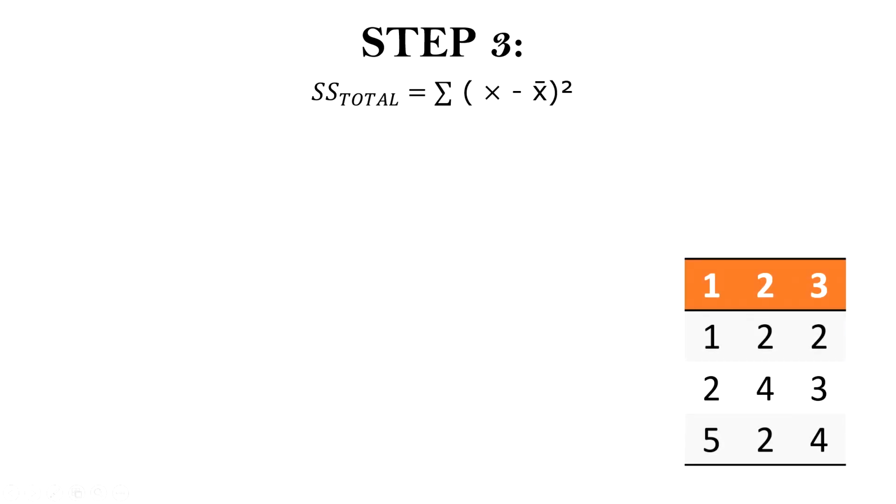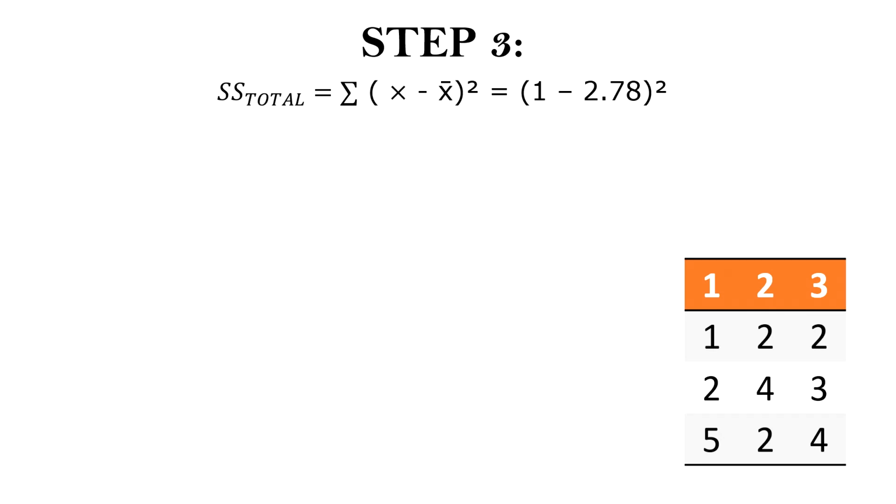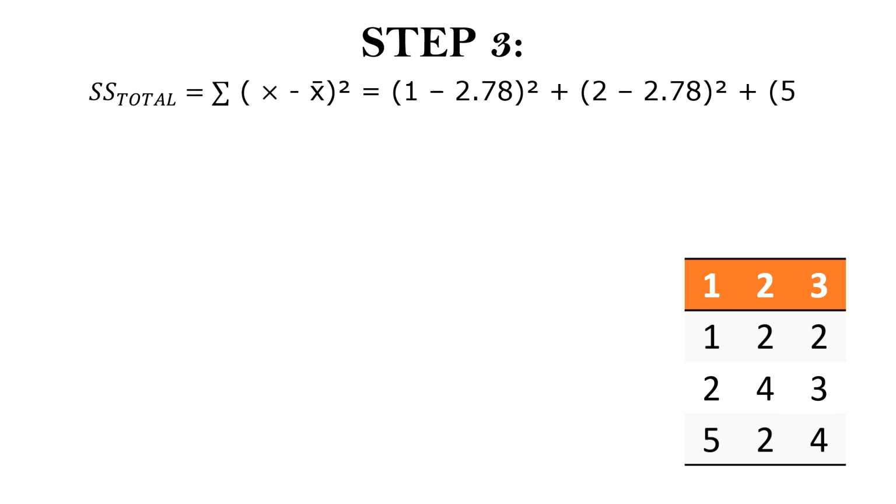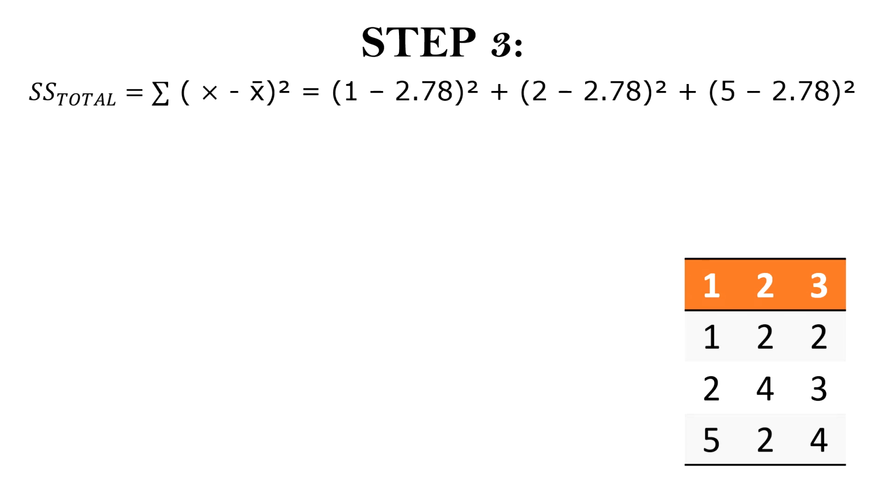Next, we have the summation of squares. So, summation of squares total. In order para makuha yun, mayroon tayong formula: summation of each score minus the grand mean, squared. So gagawin natin is lahat ng score, di ba? Of each score. 1 is 1 minus the grand mean, which is 2.78, plus 2 minus 2.78 squared, plus 5 minus the grand mean, which is 2.78 squared, plus so on siya.